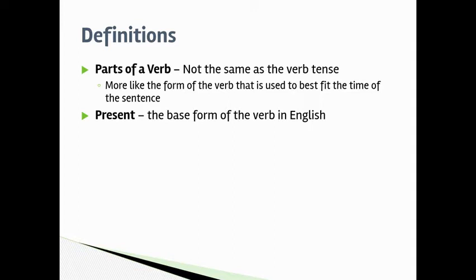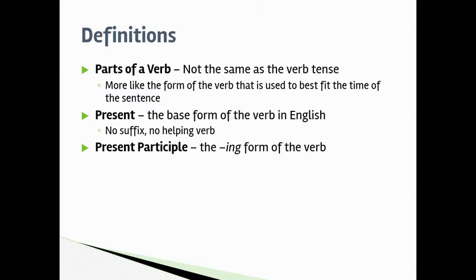In English, that's the base form, the one we think of as being the one you start with, the regular form of the word. That's no suffix, no helping verb. The present participle. That word is pronounced participle. So the present participle is actually the easiest form of the verb to spot. It's one that always ends in ing as a suffix.